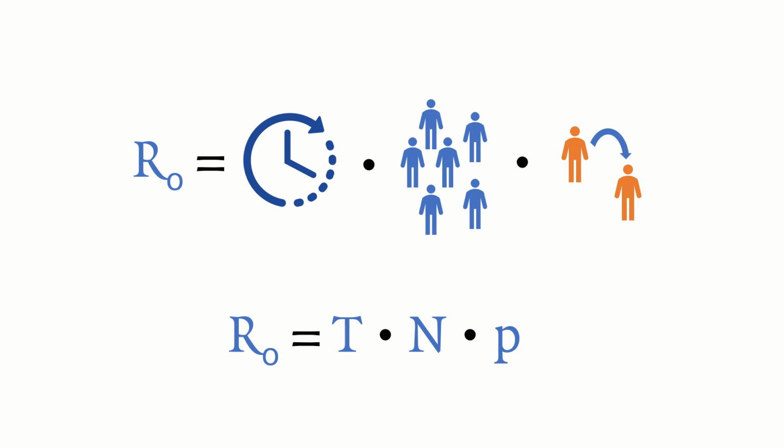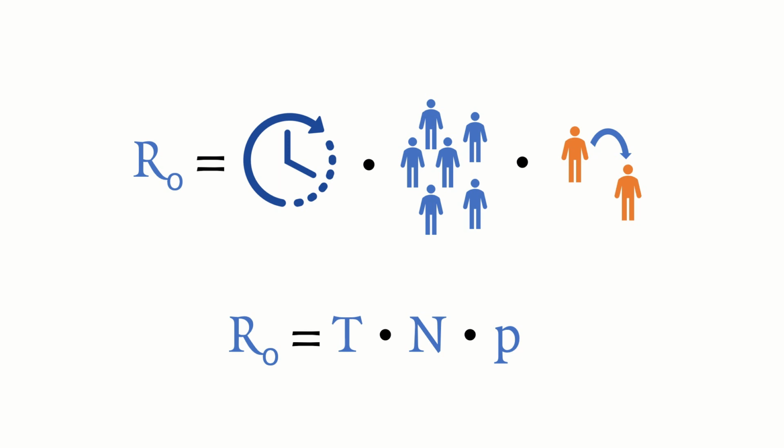R0 depends on the time during which the infected person is contagious, multiplied by the number of susceptible people that interact with the patient, multiplied by the probability or the transmissibility, which is the probability that the transmission becomes a new infection. So R0 is the time, multiplied by the number of contacts, multiplied by the probability of infection.